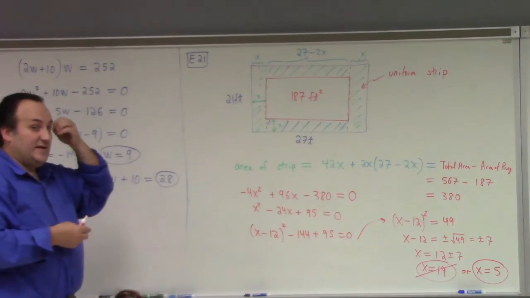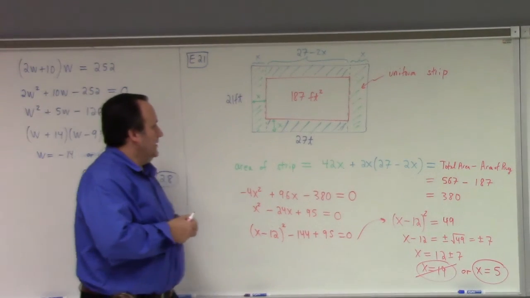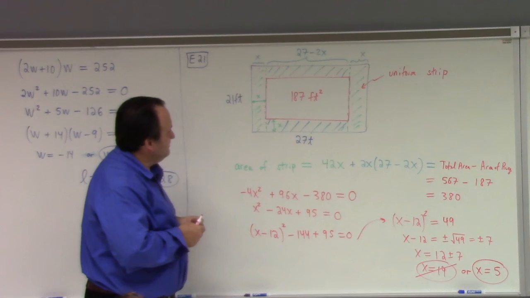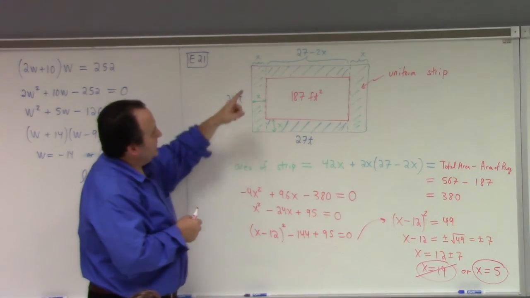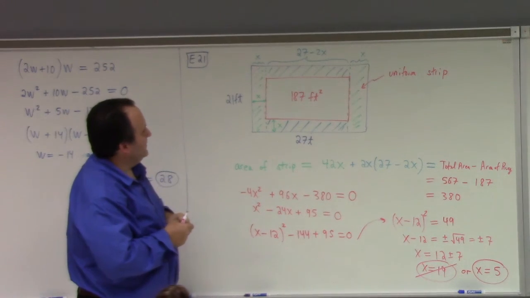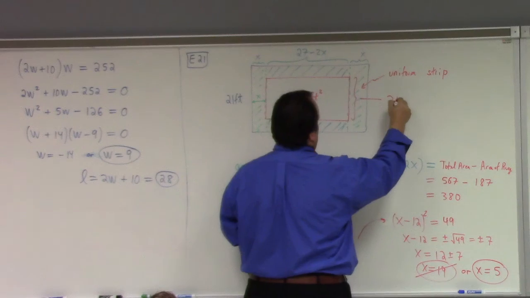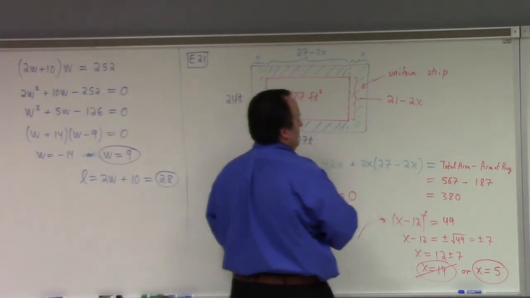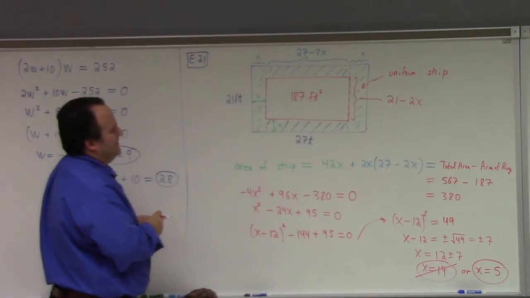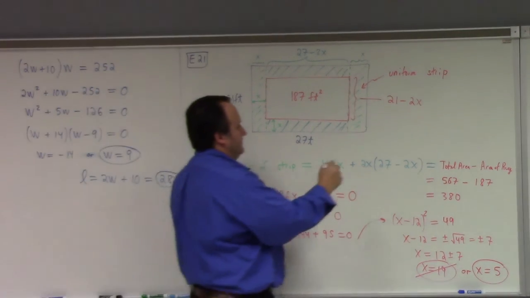And you can figure out the dimensions of the rug once you know that, right? You can go back and, yeah, so it's 27 minus 2x, it's like 17 by, let's see the other, this width right here is what? 21 minus 2x, yeah? So I think the dimensions we want would be 17 by 11. That's the answer for this one.